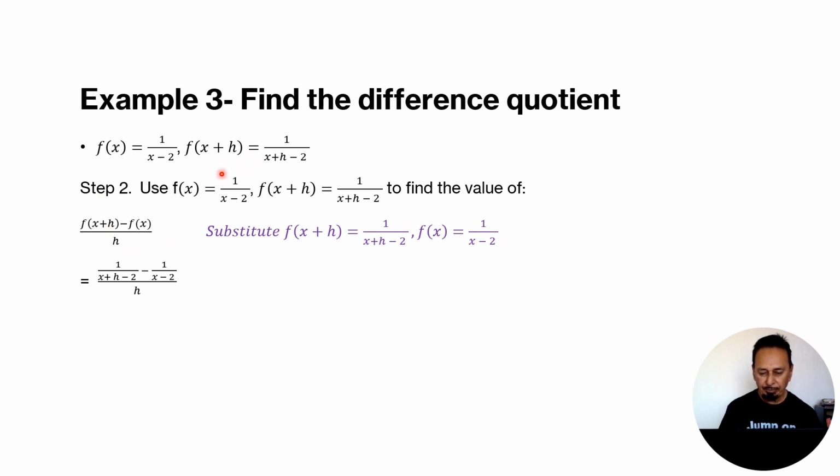Now after finding f of x plus h equals 1 over x plus h minus 2, step 2, we're going to use f of x equal to 1 over x minus 2 and f of x plus h equal to 1 over x plus h minus 2 to find the value of the difference quotient, f of x plus h minus f of x over h. Substitute f of x plus h equal to 1 over x plus h minus 2 here, and minus f of x, substitute 1 over x minus 2. So the difference quotient is 1 over x plus h minus 2 minus 1 over x minus 2, over h.